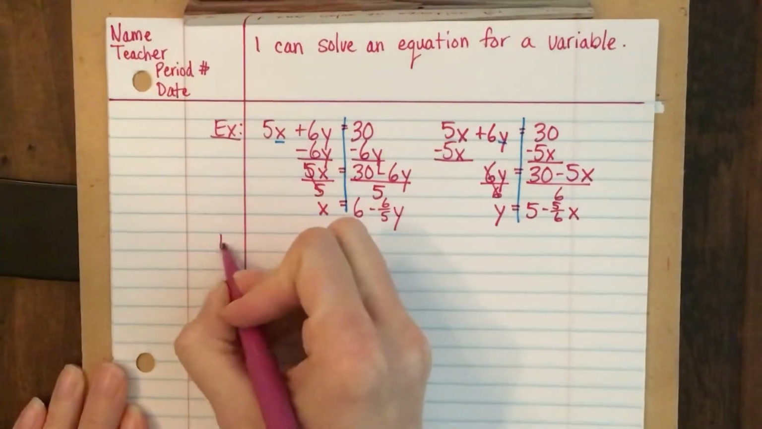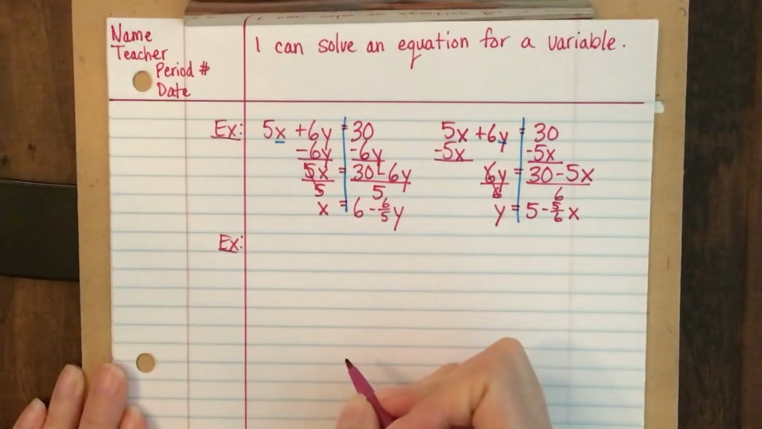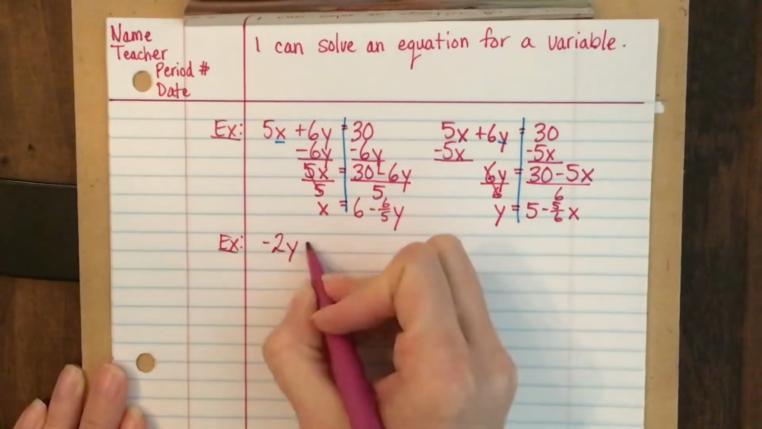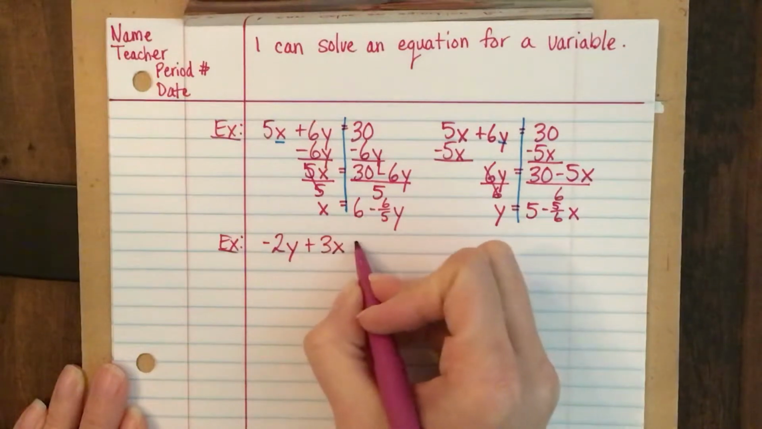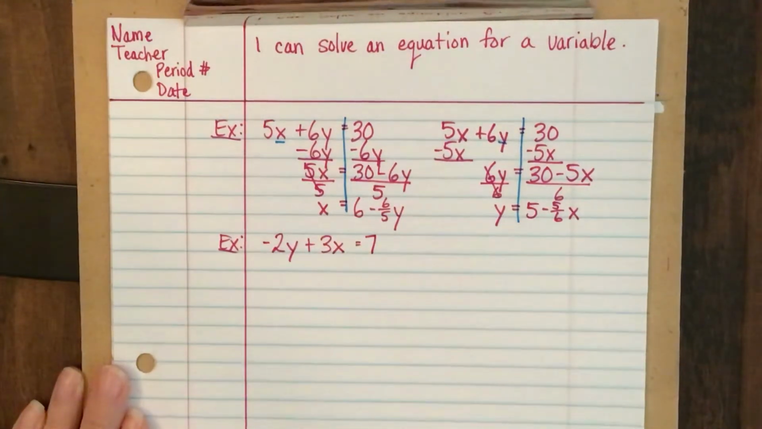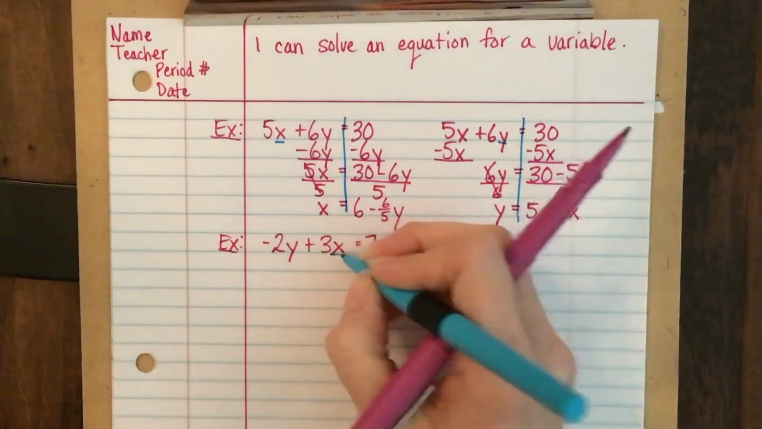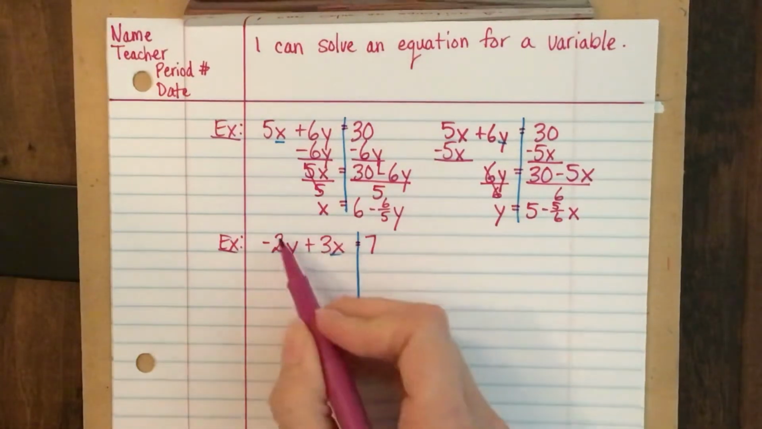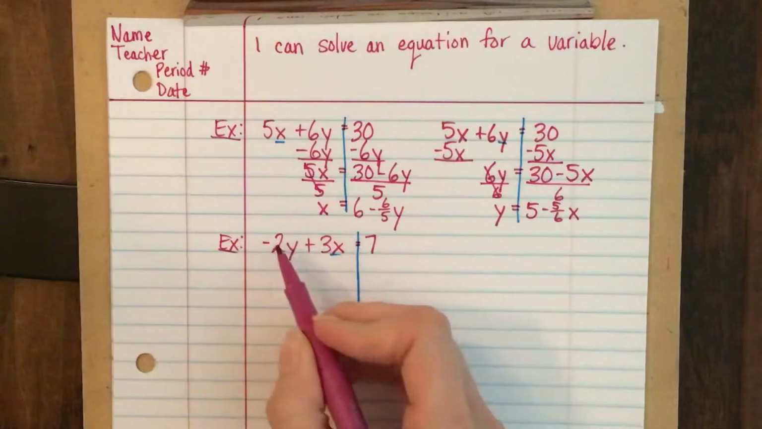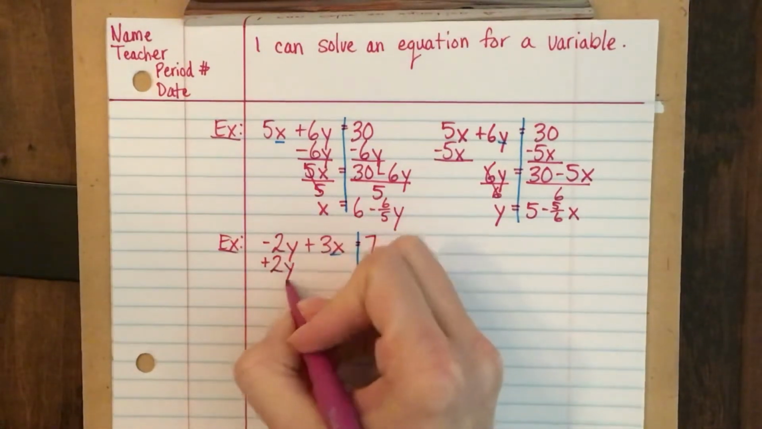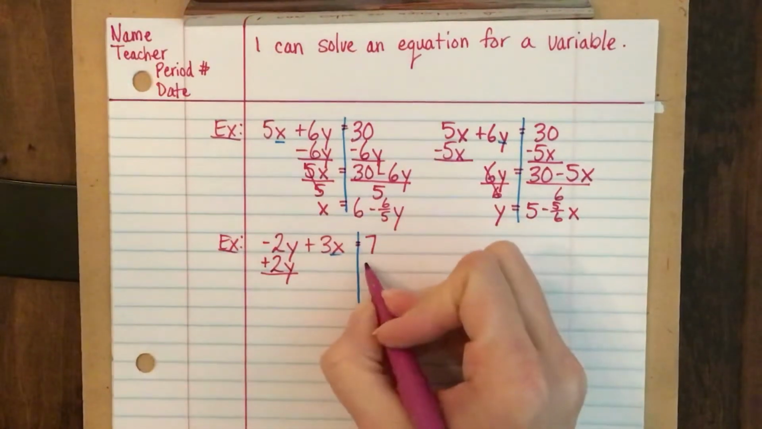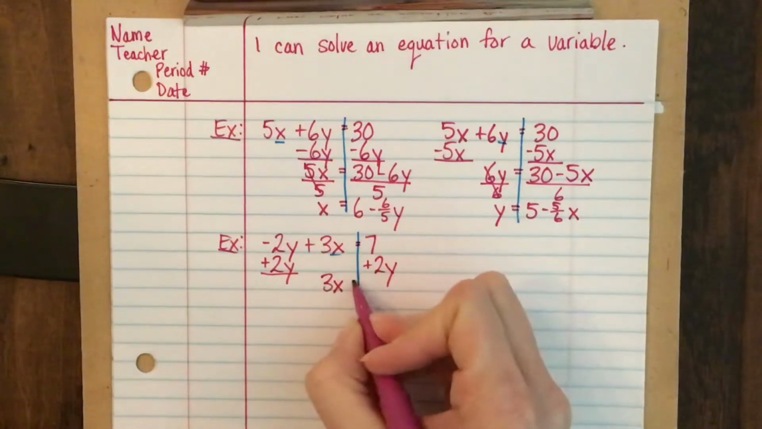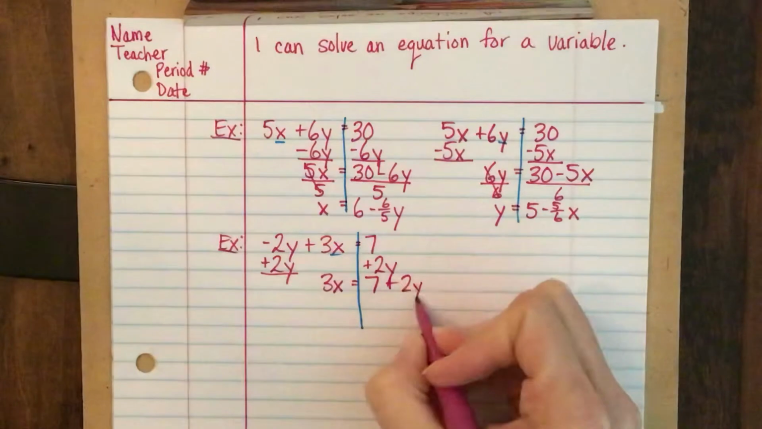I'm going to do one more example, and then I'm going to give you an opportunity to practice this. So let me do this one. Okay, first I'm going to solve for x, and then I'm going to solve for y, just so we can get some practice. Since my variable that I'm solving for is here, I want to get rid of this whole thing. Well, to get rid of negative 2y, I'm going to add 2y, because negative 2y plus 2y is 0. And what I do to one side, I have to do to the other. So these cancel out, and then I have 3x is equal to 7 plus 2y.